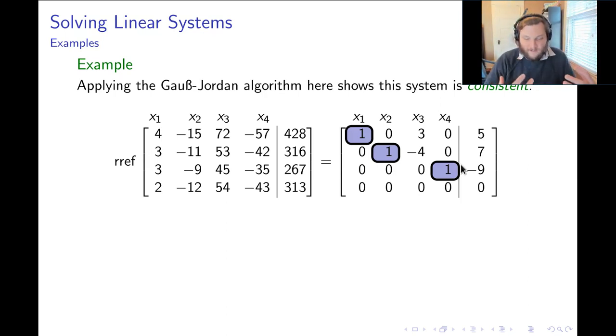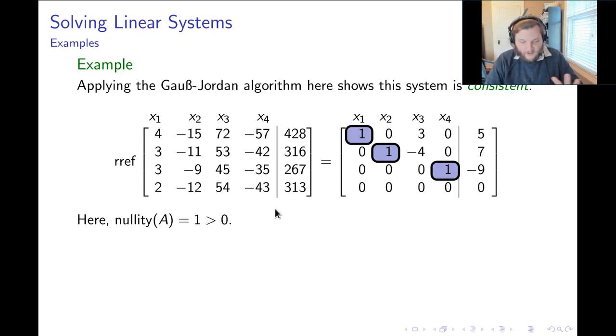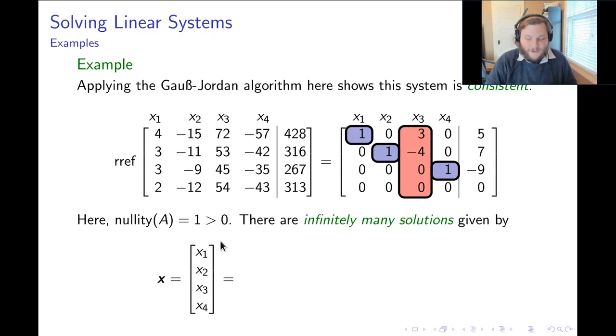What are the variable types? Well, x1, x2, and x4 are in the pivot columns, so those are my dependent variables. x3 is the only other variable. That's my free variable. And how do I solve the system now? Well, remember here, the nullity of the coefficient matrix is greater than 0. It's equal to 1 because we have one free variable. That tells us that we'll have infinitely many solutions.